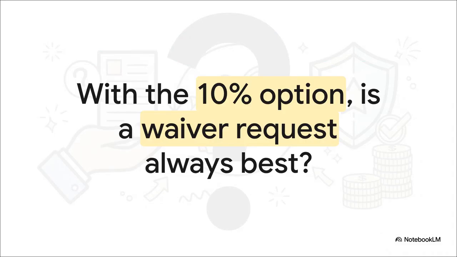And all this leaves us with a really interesting strategic question to ponder. With this new 10% option on the table, is going for the full waiver always the best move? For smaller RMD shortfalls, or maybe where the cost of hiring an accountant is a big factor, does the certainty of just paying 10% and being done with it now outweigh the effort, the cost, and the sheer uncertainty of a full waiver request? It's a whole new calculation everyone has to make.